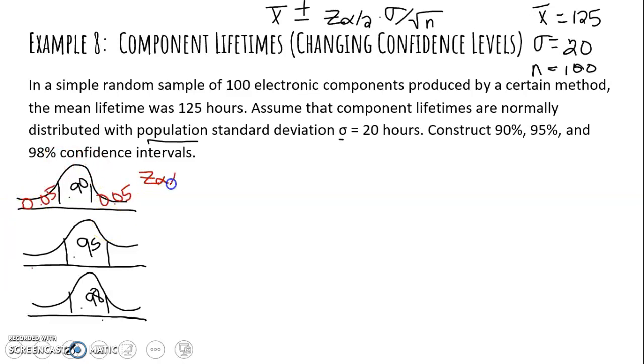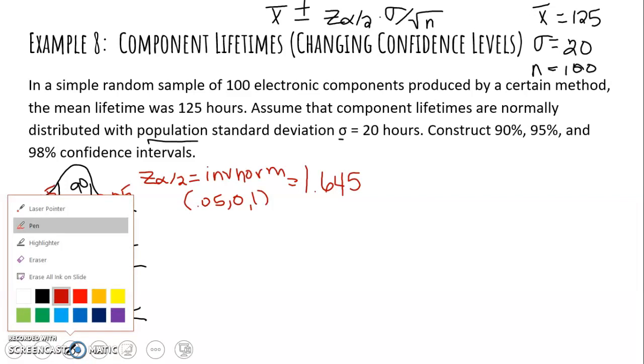So our z in this case is equal to INV norm, and we're going to put in 0.05, and let's see what we get. It looks like we got negative 1.645, but remember we dropped the negative. Alright, let's do the next one.